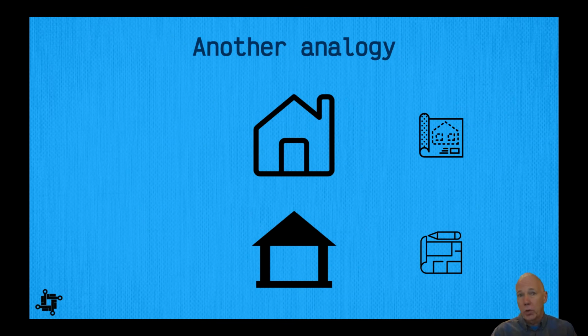So I want to try one more quick analogy with you. We did it with the post-it notes. Here's another one that hopefully will help solidify typing. Imagine we have a house and we have a garage. And these are two different types of buildings. Notice I use the word type there.